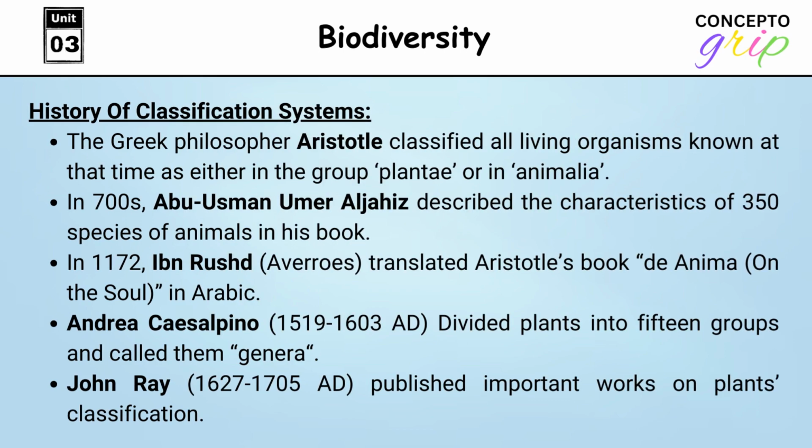History of classification systems. The Greek philosopher Aristotle classified all living organisms known at that time as either in the group Plantae or in Animalia. In the 700s, Abu Usman Umar al-Jahiz described the characteristics of 350 species of animals in his book. In 1172, Ibn Rushd translated Aristotle's book, De Anima, into Arabic. Andrea Cisalpino divided plants into 15 groups and called them genera. John Ray published important works on plant classification.